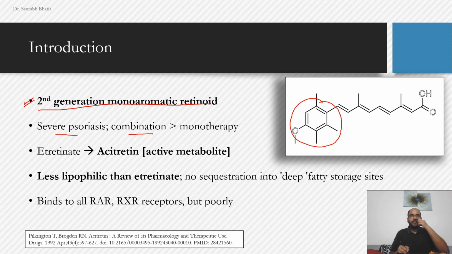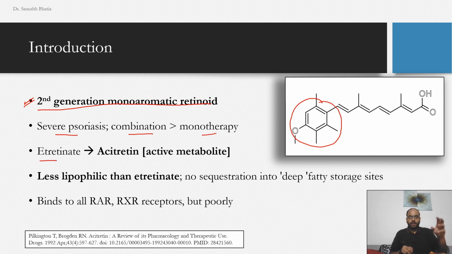That means addition of other therapies like calcipotriol or PUVA therapy, or addition of, let's say, cyclosporin or methotrexate. It's a good agent to be used in combination, and the efficacy is more in combination as compared to monotherapy.